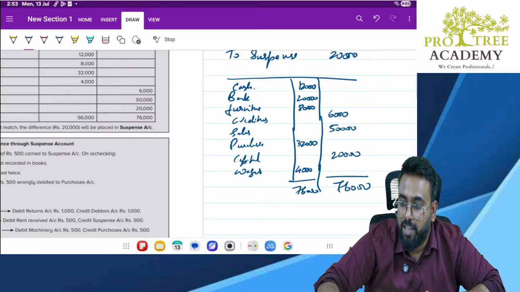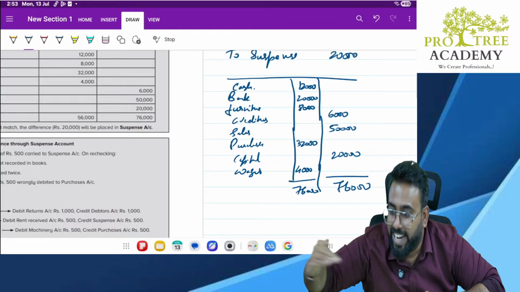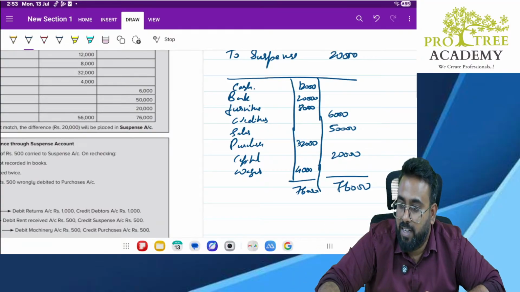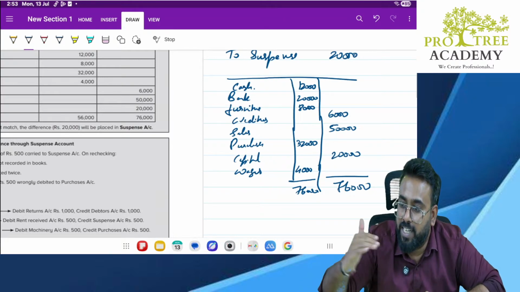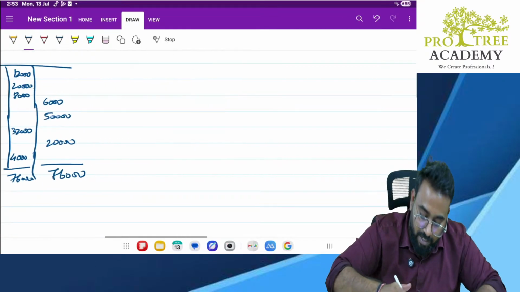Correct or no? If you want to reduce any balance, you will do the opposite. So sales was credited. Now sales will be debited. Clear? And capital needs to come in. Where? In which position? Credit position. To capital.